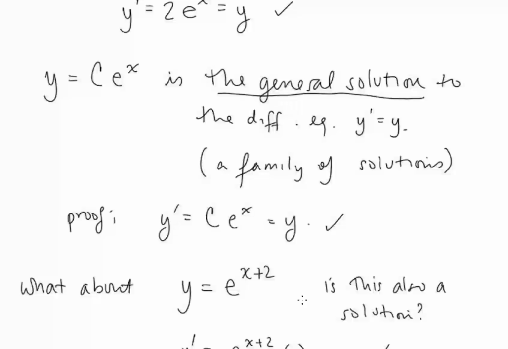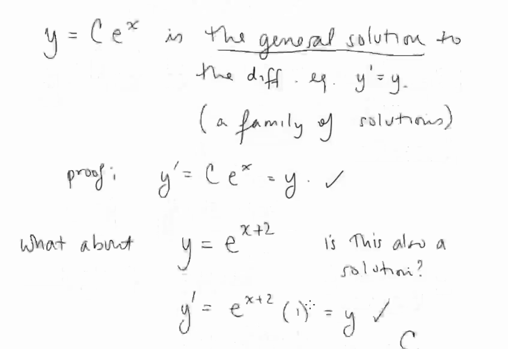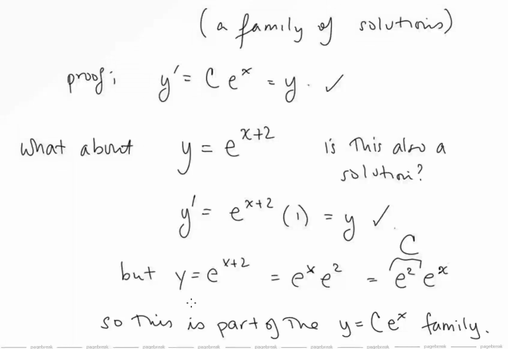Now notice, what about y equals e to the x plus 2? Is this also a solution? Well, y prime is equal to e to the x plus 2, and then by the chain rule we multiply by the derivative of x plus 2, which is 1. So our derivative is equal to e to the x plus 2, which is equal to the original function. So yes, this is also a solution to the differential equation y prime equals y.